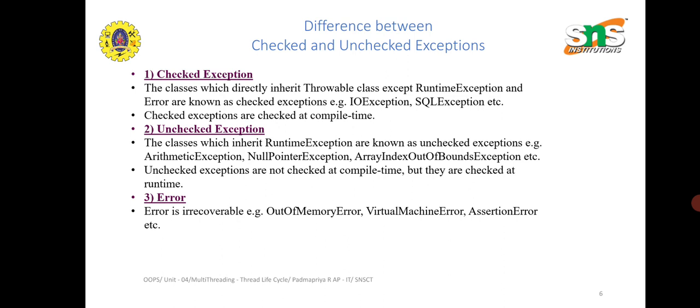Examples are IOException, SQLException, etc. Checked exceptions are checked at compile time. Unchecked exceptions are the classes which inherit RuntimeException. Examples are ArithmeticException, NullPointerException, ArrayIndexOutOfBoundsException, etc. Unchecked exceptions are not checked at compile time, but they are checked at runtime. Error is irrecoverable. Examples are OutOfMemoryError, VirtualMachineError, AssertionError, etc.